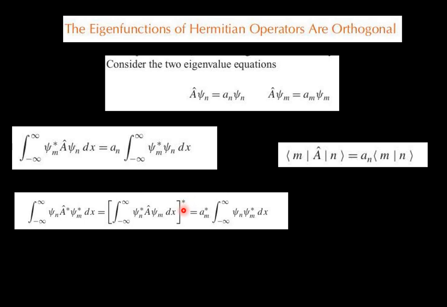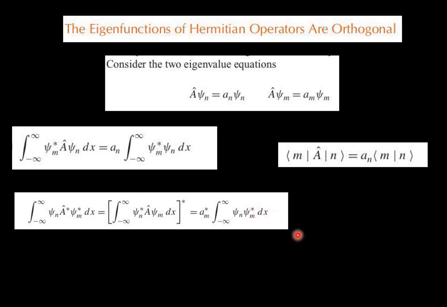Okay, so if you write this one, psi n star, star, so that is psi n, and psi m star. So psi m star, and A psi m is actually am psi m. So am psi m star. So am star comes out of integration. So we get finally am star psi n psi m star.